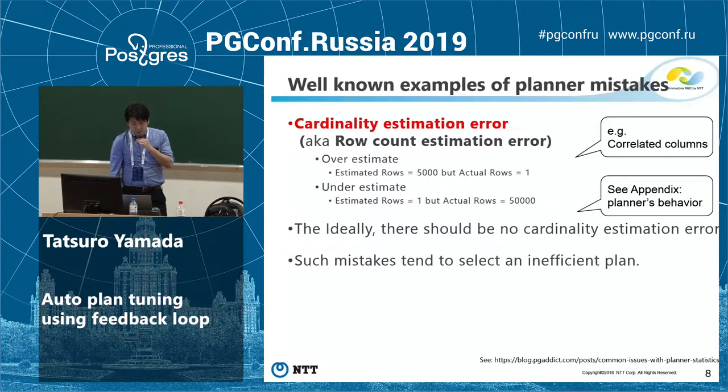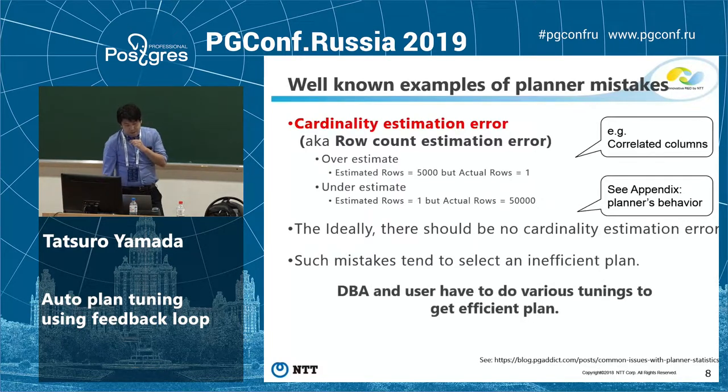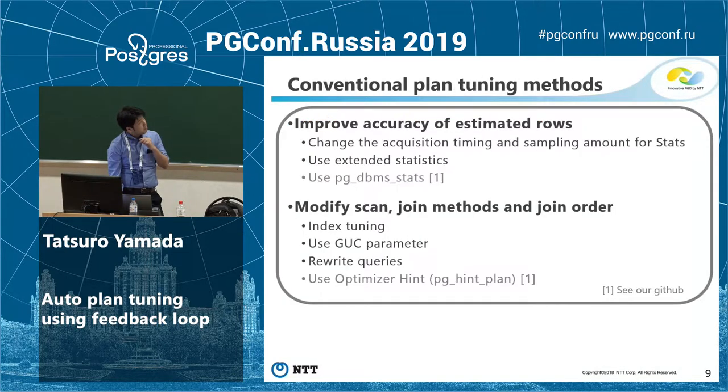As you might know, cardinality estimation error, also known as row count estimation error, is a well-known error. For example, it is caused by planner specification or the statistics information being old. Ideally, there should be no estimation errors. However, in fact, these errors do occur and inefficient plans are sometimes selected. So DBAs and users have to do various tuning to get an efficient plan to meet a performance requirement.